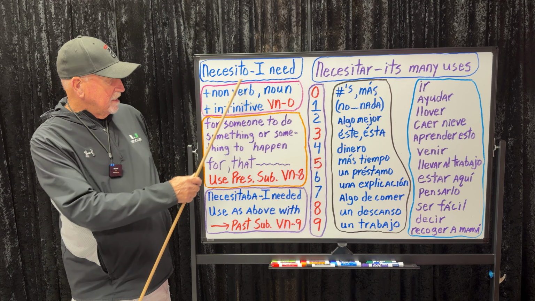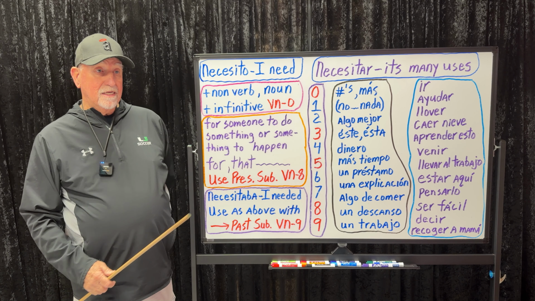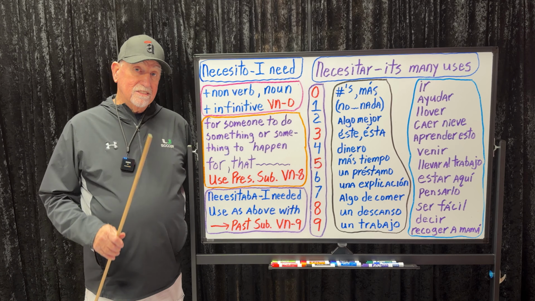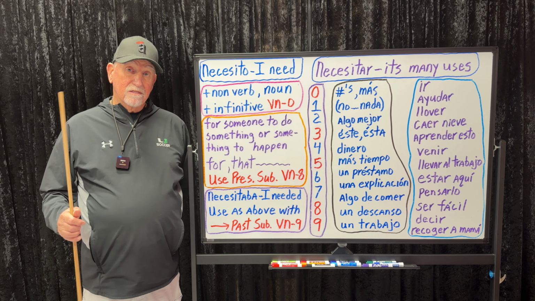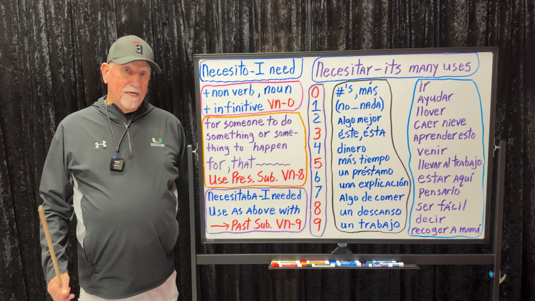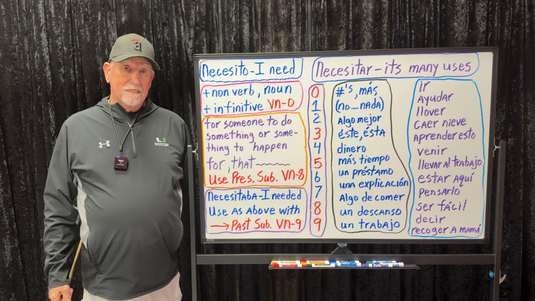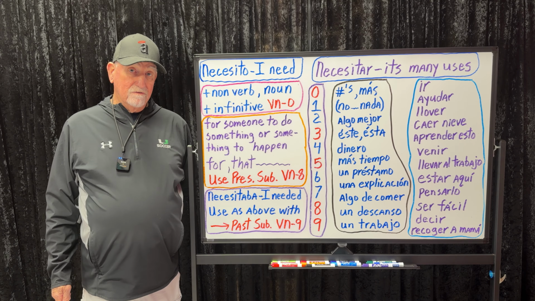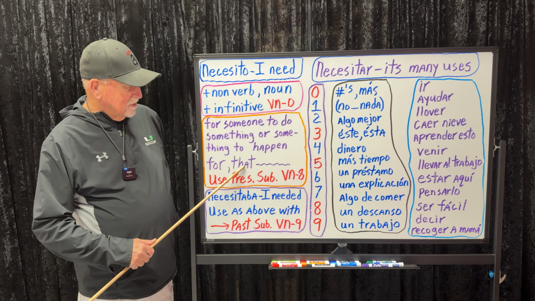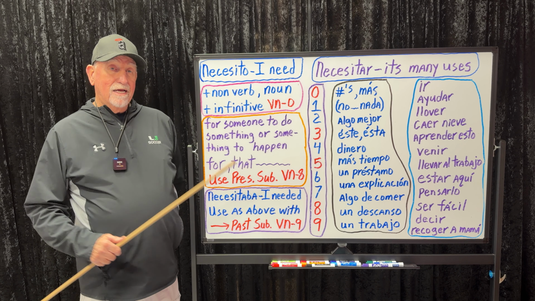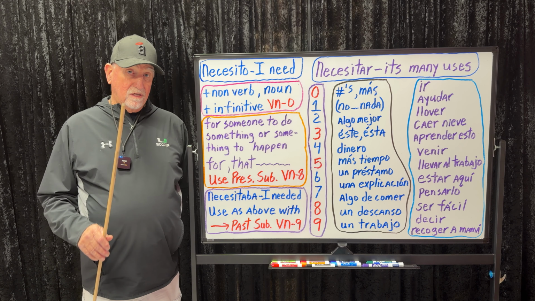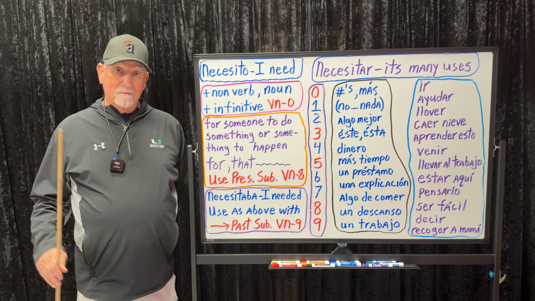Let's look at our third little cluster. So you want to say, I need for someone to do something. Like I need for Johnny to bring the money. Necesito que Johnny, now we got to go opposite vowel, the verb traer. Necesito que Johnny traiga el dinero. I need for you to do me a favor. Necesito que me hagas un favor. I need that. We don't use that much, but you could say, I need that the job is finished by tomorrow. Necesito que el trabajo esté terminado para mañana.